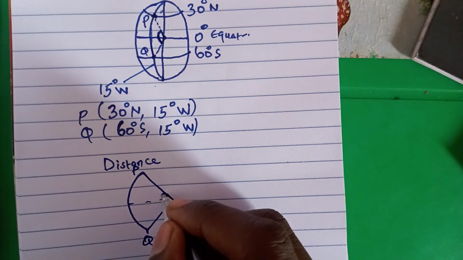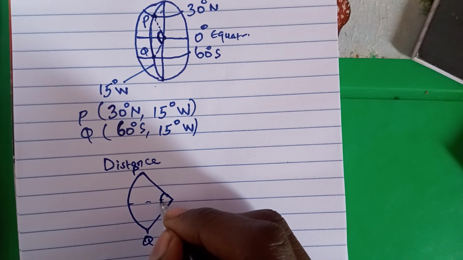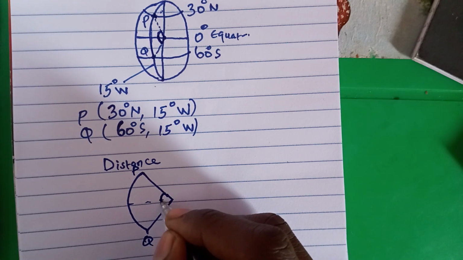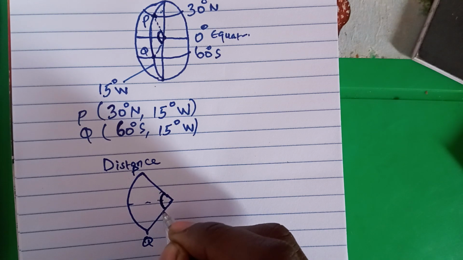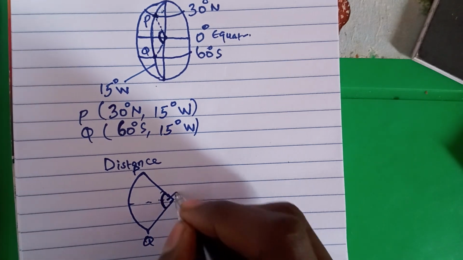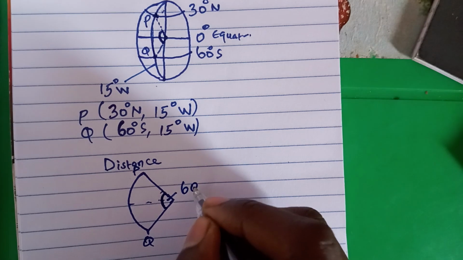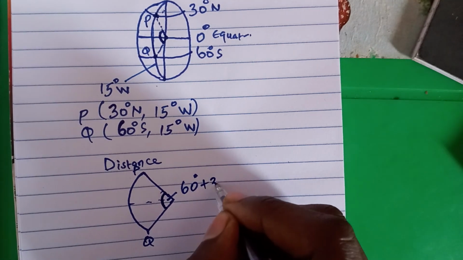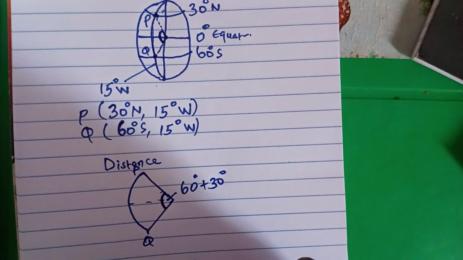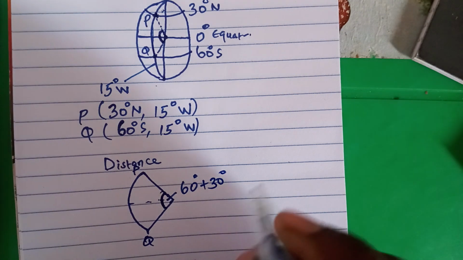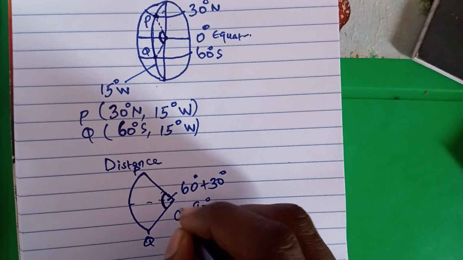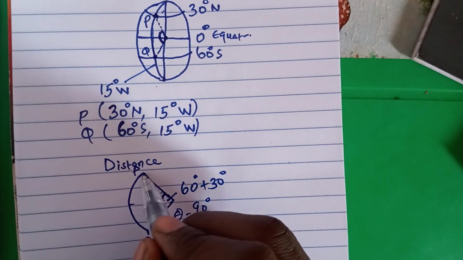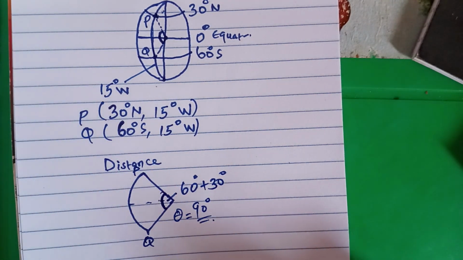The angle here was 30 degrees and down here 60 degrees. So the sum of these angles subtended at the center, we have the 30 and 60. This will give us a total angle of 60 degrees plus 30 degrees. So if we take 60 degrees plus 30 degrees, we end up with 90 degrees. So this is the angle theta the arc is subtending from the center.